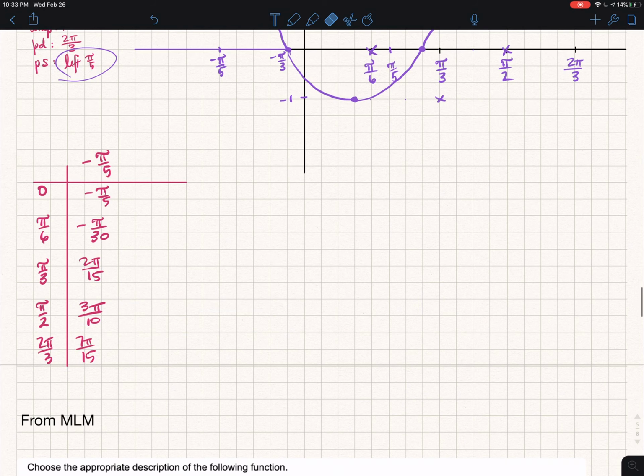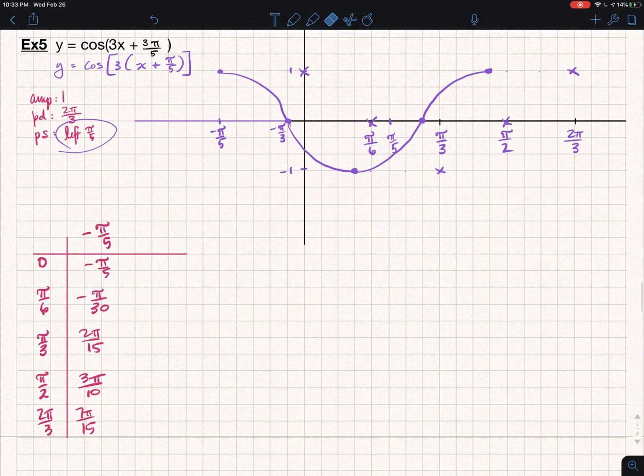So this will give you your 5 values, and all I have to do is go in and fill them in on the chart. So that third one will be 2 pi over 15. The fourth one will be 3 pi over 10. And the last one will be 7 pi over 15. And that will give you your 5 magic values for your final landing place for that graph.